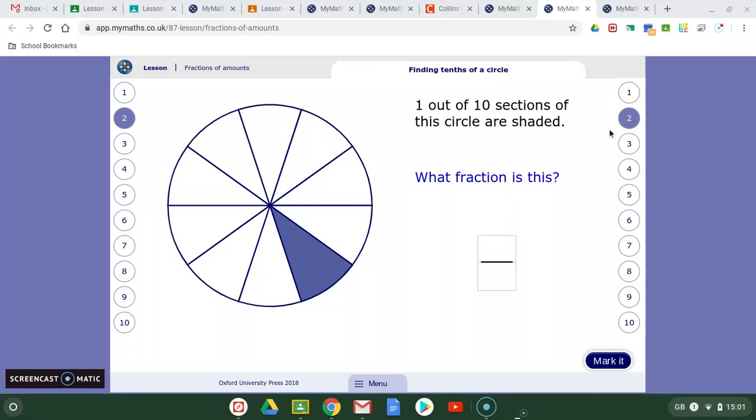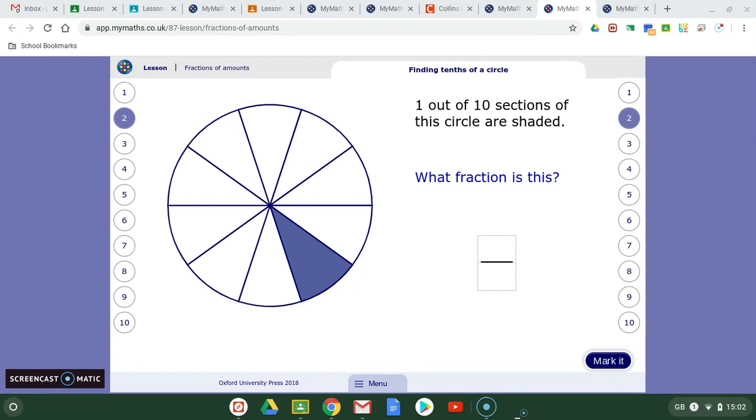Today we're moving on to the next part of Chapter 11, which is about fractions of amounts. So finding fractions of amounts or fractions of quantities. You might have heard it before. Today's lesson is going to be based on My Maths. You've got a My Maths task to do for your lesson today once you've watched this video. So we'll start off going through the lesson on My Maths, and that will help you do the homework task.